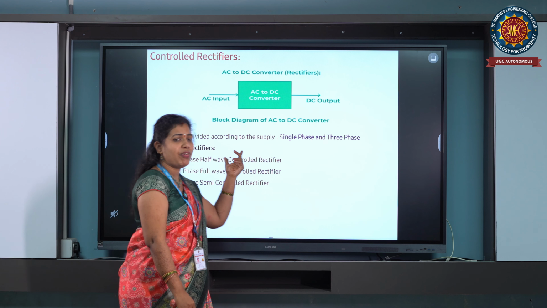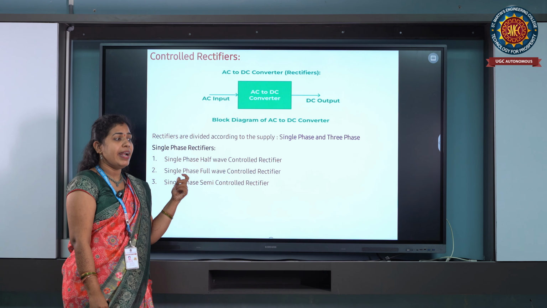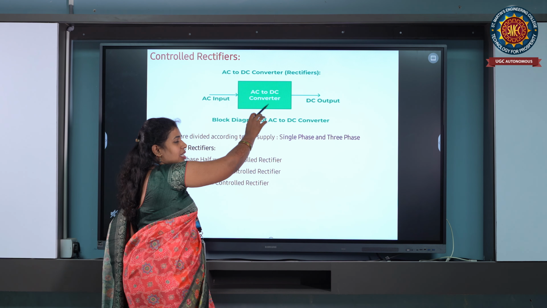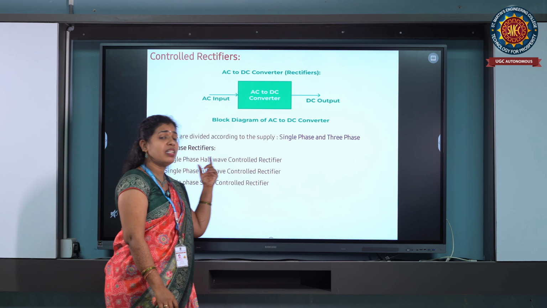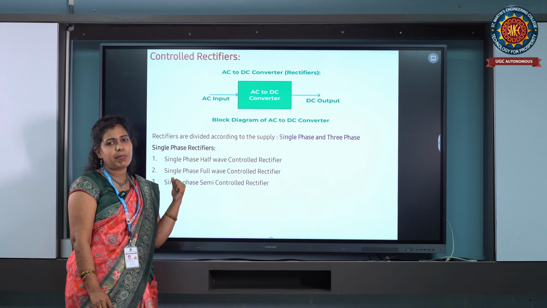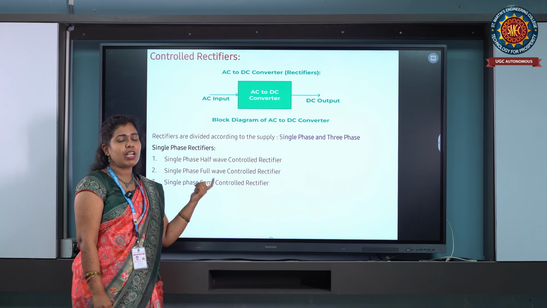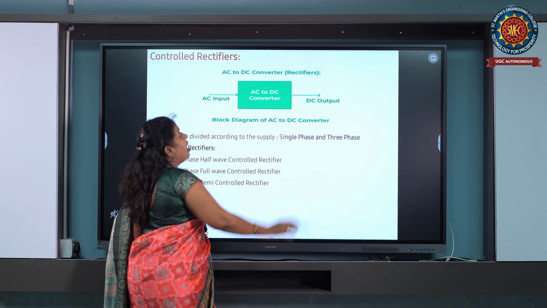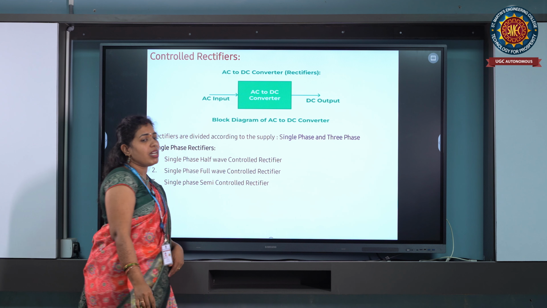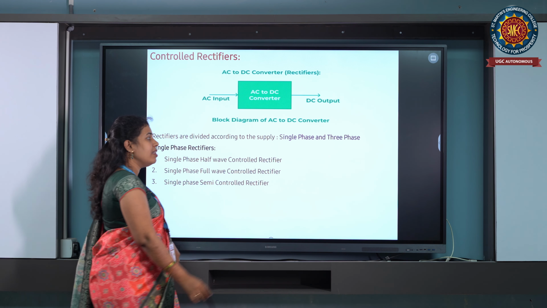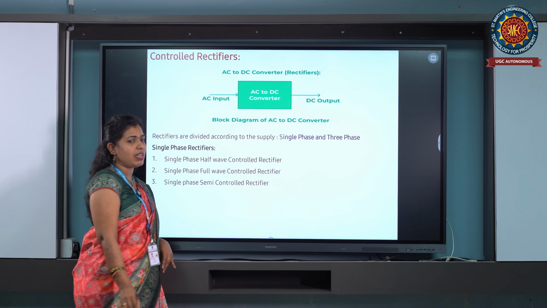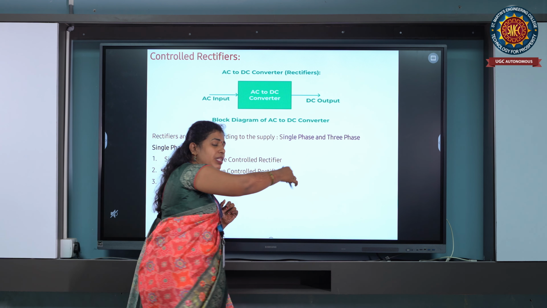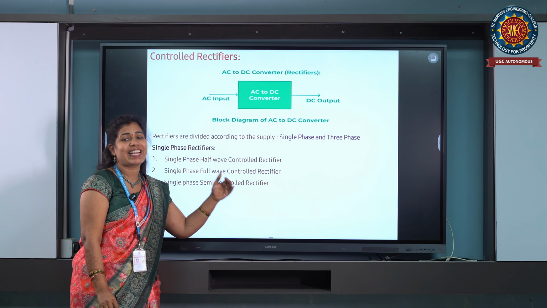These rectifiers are divided into 2 types depending upon the supply given to the converter, which is an AC to DC converter. What are the different types of supplies? Single phase supply and 3-phase supply. So depending upon that supply, the rectifiers are divided into 2 types: one is a single phase controlled rectifier and the second is a 3-phase controlled rectifier. Again, these are divided into types depending upon the output we are getting.